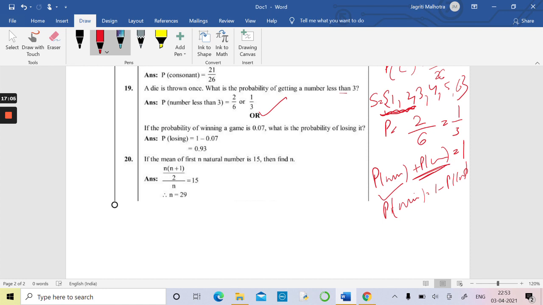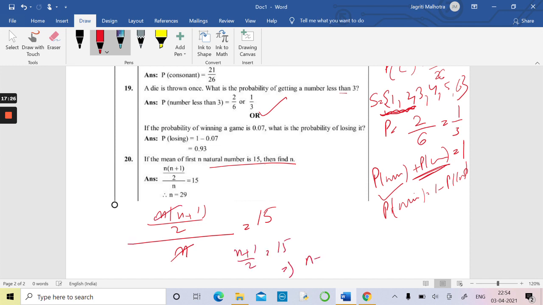If the mean of the first n natural numbers is 15, then we have to find the value of n. The sum of the first n natural numbers is n into (n plus 1) by 2. The total is divided by n, and we have it as 15. N cancels with this, so (n plus 1) by 2 equals 15. This means n plus 1 equals 30, so n equals 29.